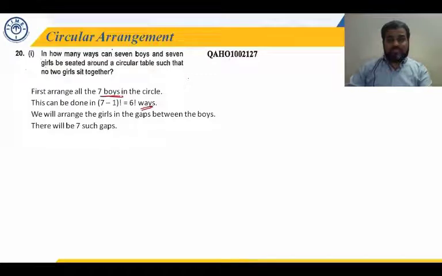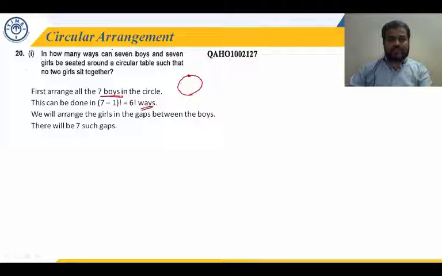So there will be 7 such gaps, right? Now if you remember, if we arrange 7 boys in a row, then gaps will be 1 more than the number of boys. Gaps will be 7 plus 1, 8, right? You remember we have already discussed this while discussing linear arrangement.